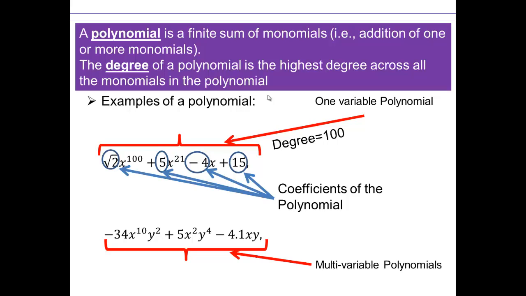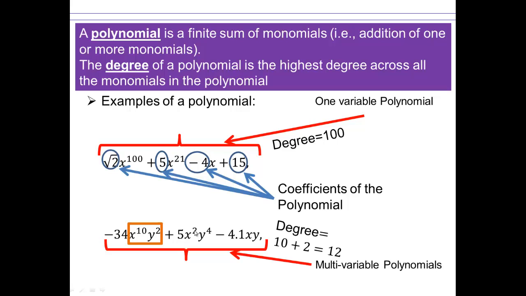If you look at an example of a multivariable polynomial, then we have to find the degree by looking at all the monomial terms, looking at each degree. So for example, the monomial here, what do you think its degree is? Why don't you think about it? So that degree is 12, because 10 plus 2.